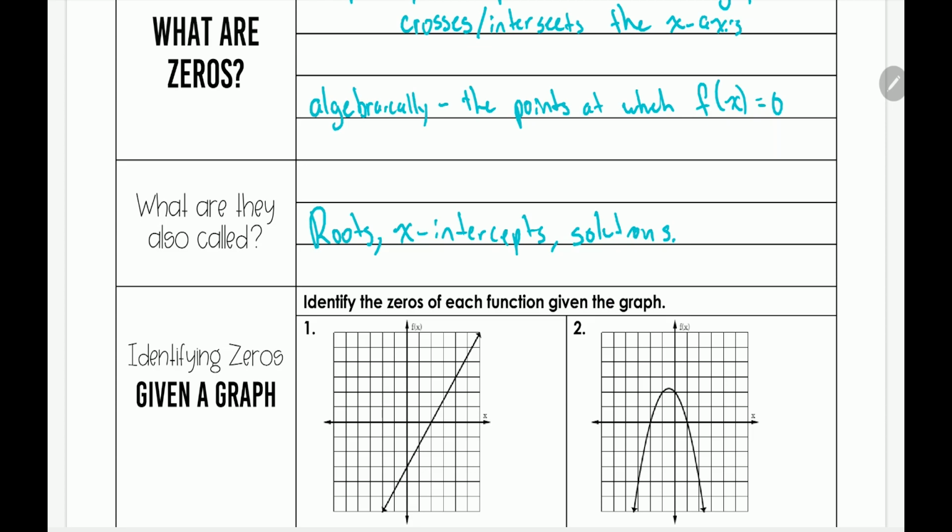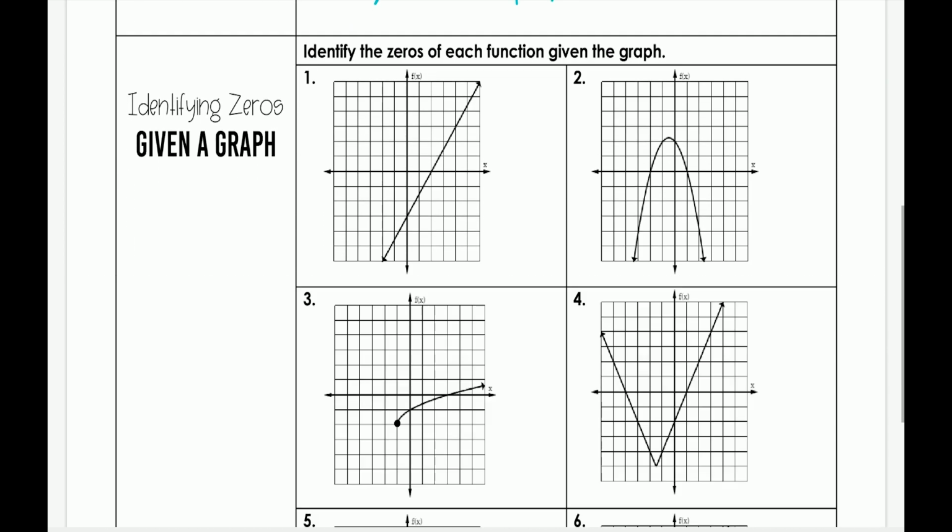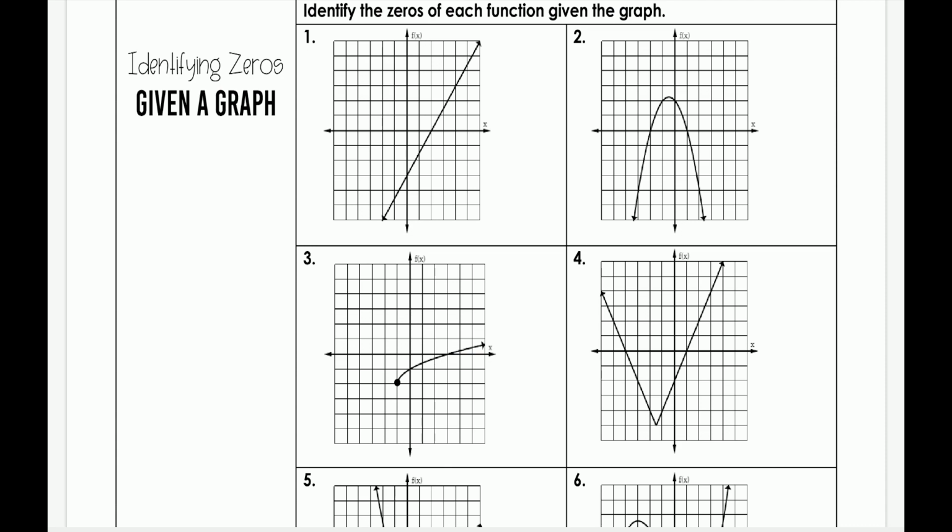Okay, let's go over a few examples with this. So with these, we're given a graph and we're asked to find the zeros of each function. So what we have to focus on is to find where the function crosses the x-axis. So with number 1, we have this function. We have one point at which it crosses the x-axis, and it would be right here. So we have to determine what the ordered pair for this would be. So the ordered pair, remember, is of the form x comma y.